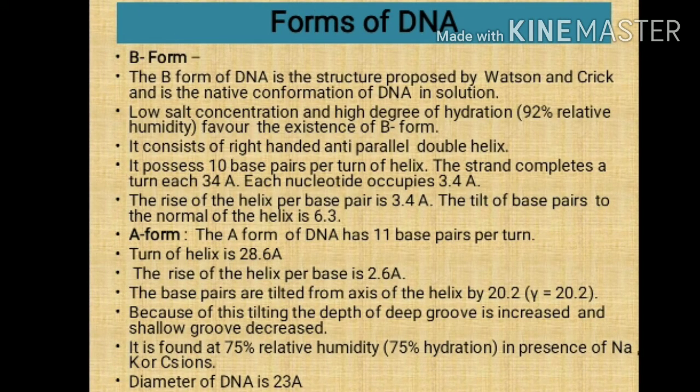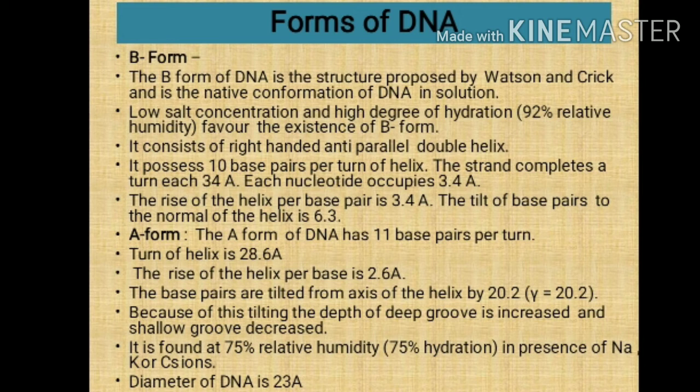Forms of DNA. There are different forms of DNA: B form, A form, C form, D form. These are different forms of DNA formed in different conditions. B form is the natural form present in the cells. It is nothing but Watson-Crick DNA.